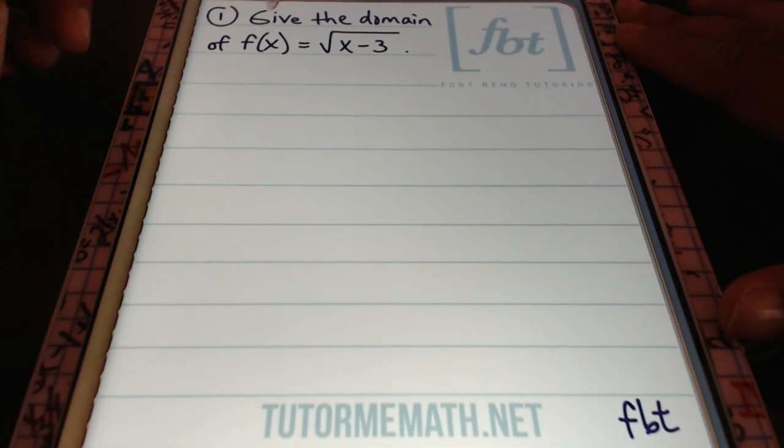Okay, so bottom line is we have a function. It's the square root function that we're dealing with, and we can't have any negative values.